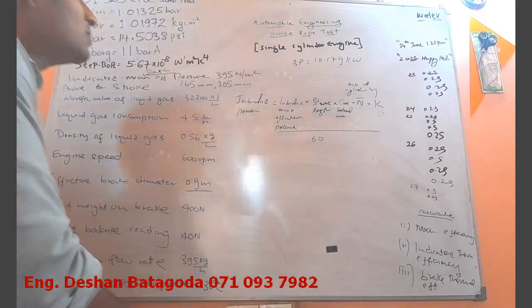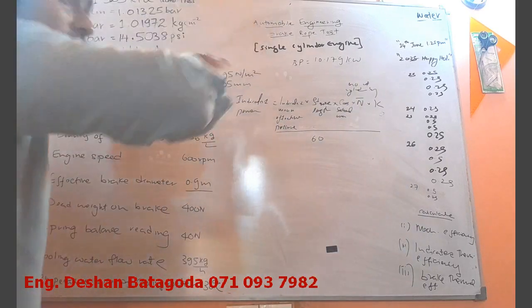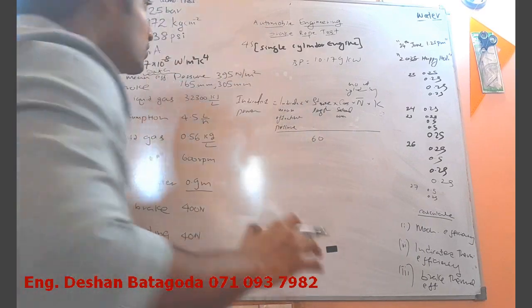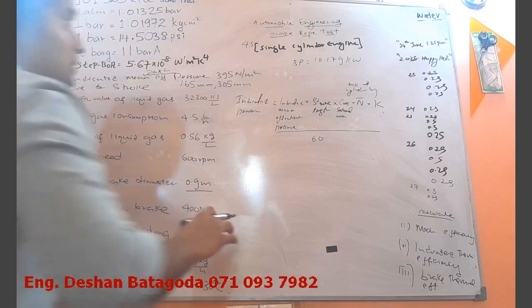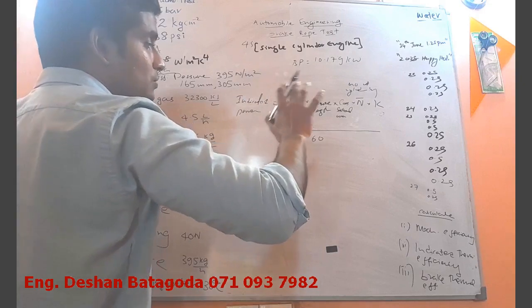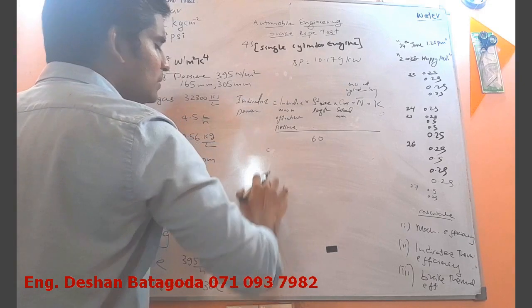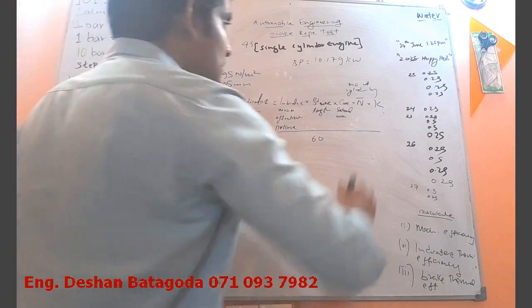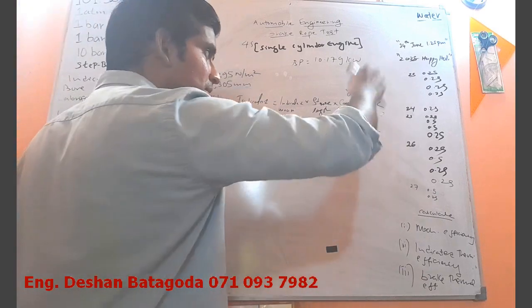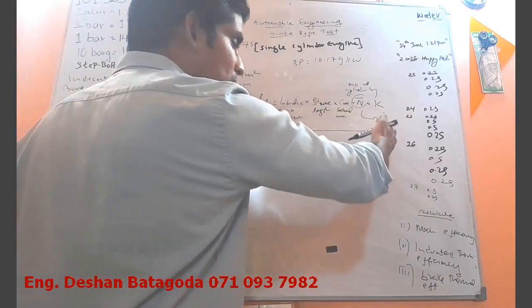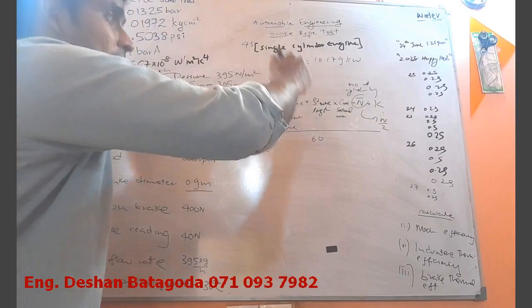And one more thing. This brake rope test is done for a 4-stroke single cylinder engine. That is also an important information. Now carefully focus. If it is a 4-stroke engine, that is why I have purposely written N bar. N bar is N divided by 2. Why? Because if it is a 4-stroke engine, it is N divided by 2.